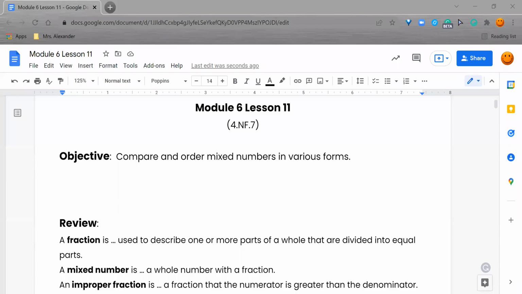Hey guys, it's Miss Alexander, and today we're working on Module 6, Lesson 7, Engage New York. We're going to compare and order mixed numbers in various forms.